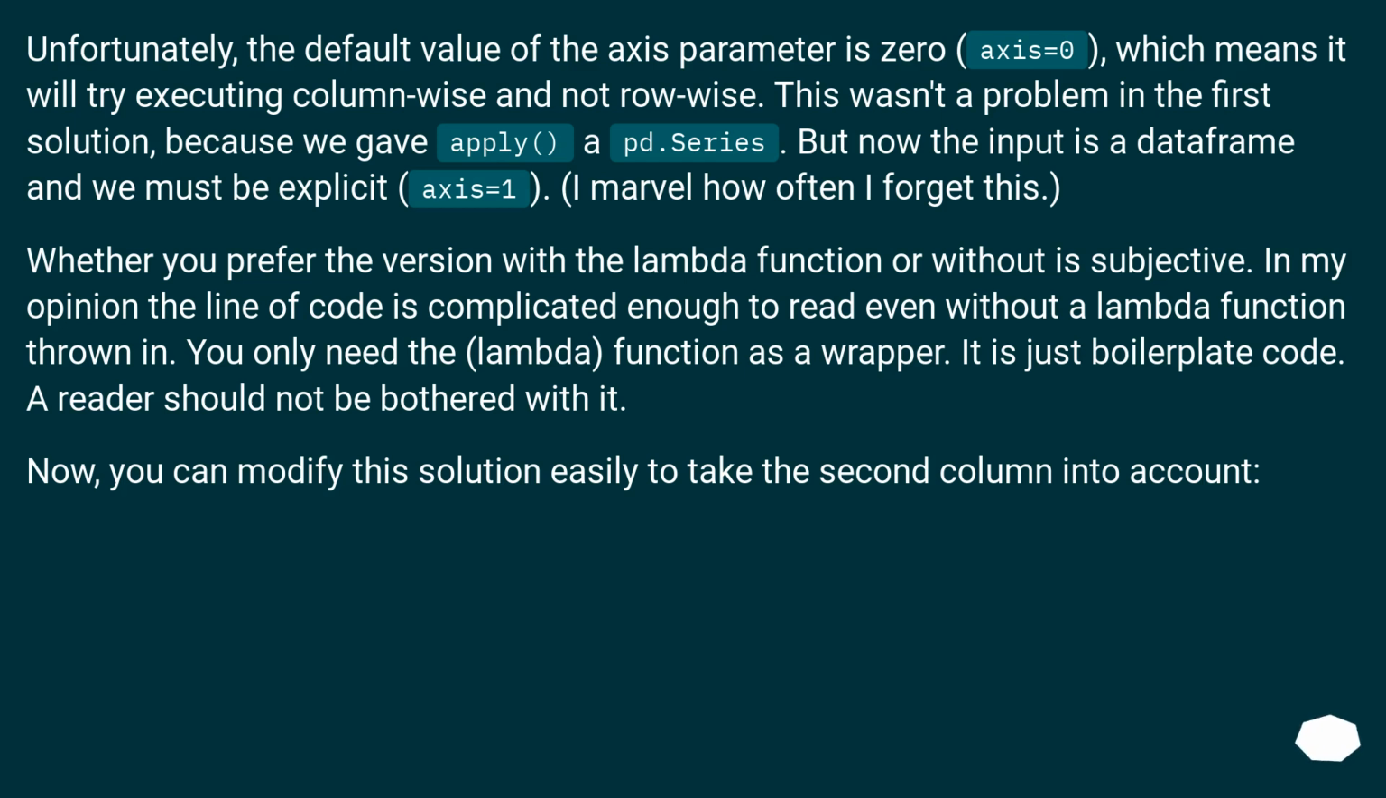Whether you prefer the version with the lambda function or without is subjective. In my opinion, the line of code is complicated enough to read even without a lambda function thrown in. You only need the lambda function as a wrapper. It is just boilerplate code. A reader should not be bothered with it. Now, you can modify this solution easily to take the second column into account.